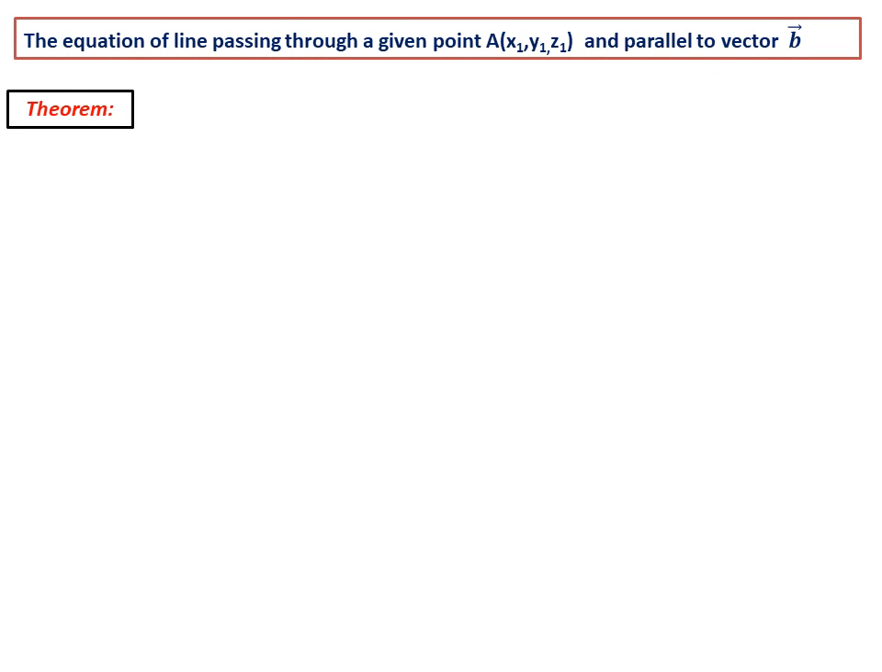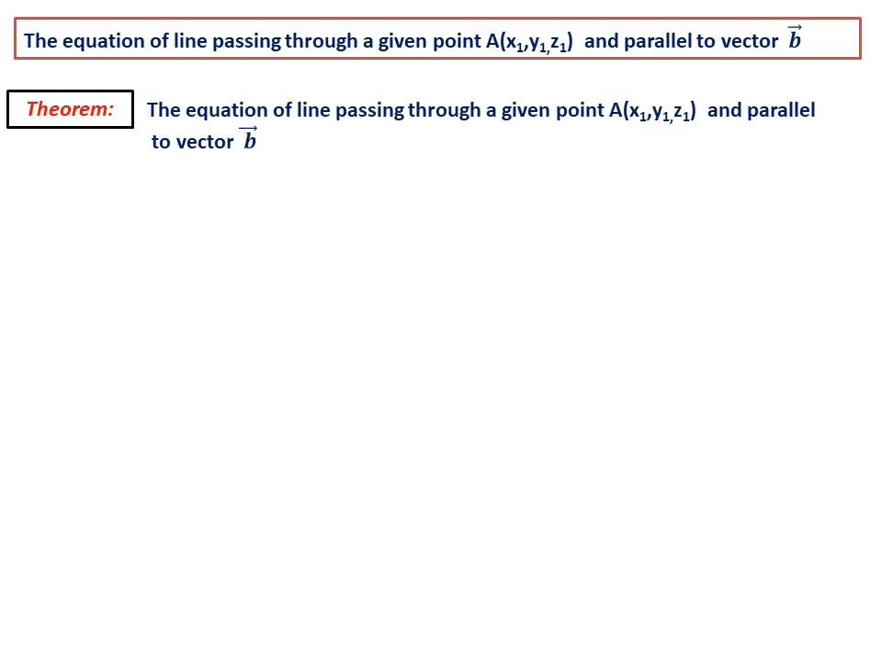First one, the equation of line passing through a given point A x1 y1 z1 and parallel to vector B. We can take it as a theorem. The theorem can be stated like this. The equation of line passing through a given point A x1 y1 z1 and parallel to vector B is given by vector r equal to vector A plus lambda times vector B. Vector A means here it is the position vector of the point A x1 y1 z1. Of course, vector B is parallel to the given line.